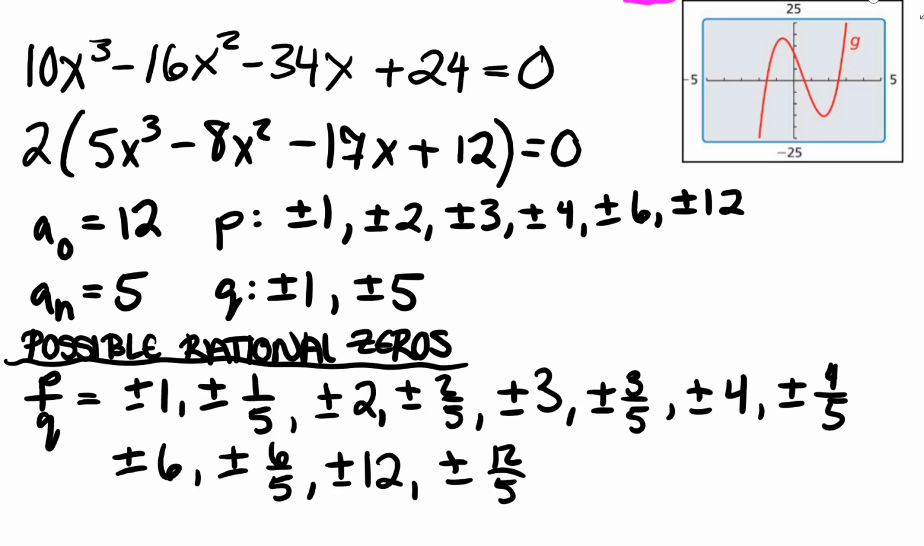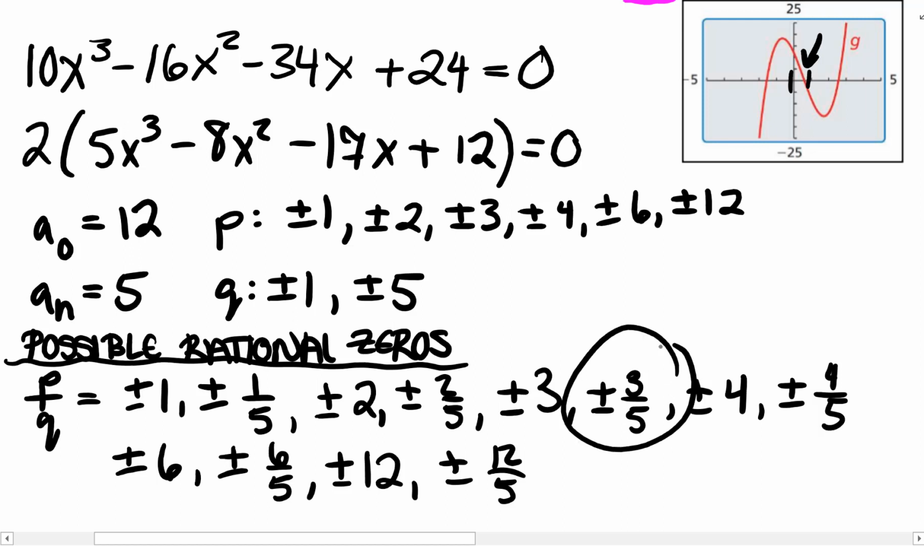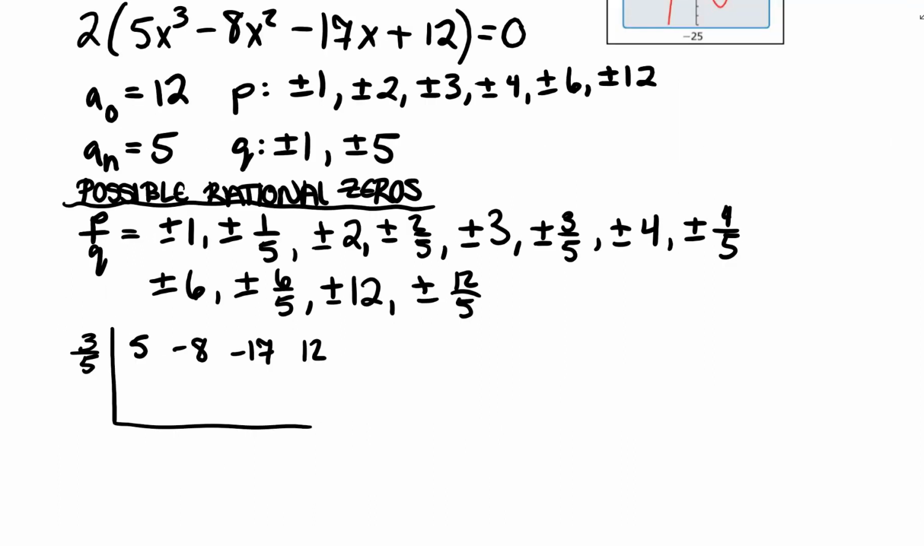That's a lot of possible rational zeros, so we're going to use the graph to help us narrow it down. This 0 looks like it's about a little bit more than 1/2. Which option here is a little bit more than 1/2? The fraction that's close to but a little bit more than 1/2 would be positive 3/5. So we're going to test that out with synthetic division.